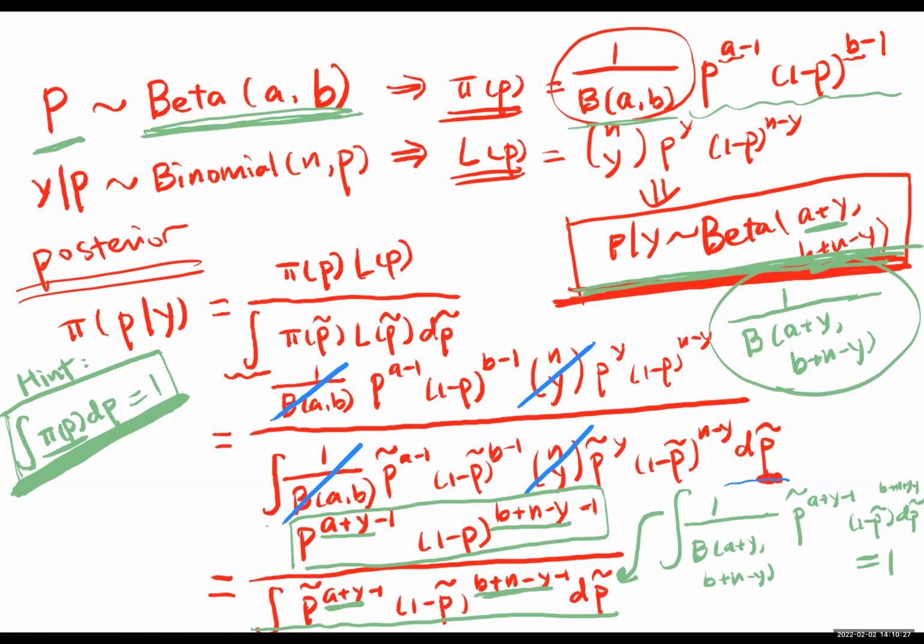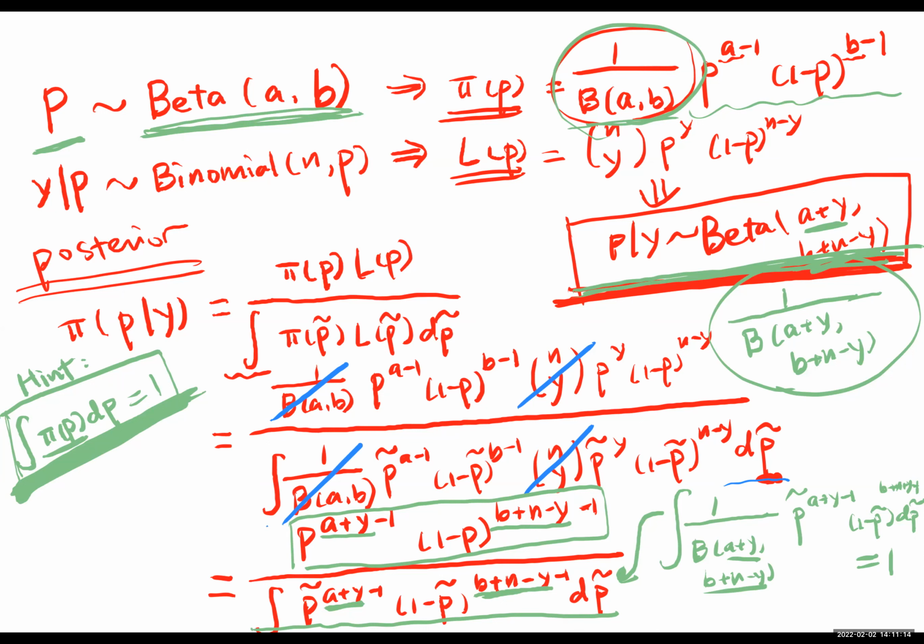Okay? So if I try to put the denominator into the hint format, what that means is that if I integrate out this particular beta, A plus Y and B plus M minus Y, where I have this constant 1 over beta of the new A and new B, and I multiply that with P tilde to the power of A plus Y minus 1, and 1 minus P tilde to the power of B plus M minus Y minus 1, and dP tilde, that should integrate to 1.